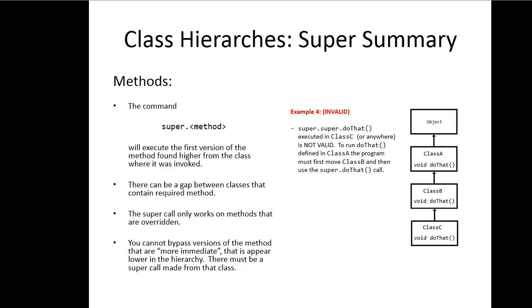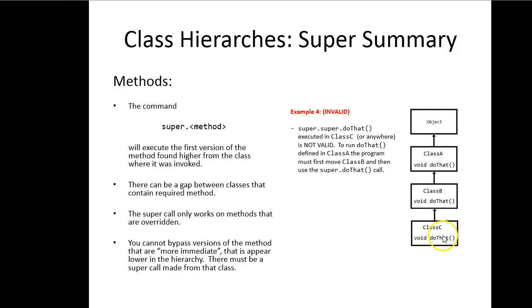And finally, you cannot bypass a version of the method that is more immediate. Let me rephrase. You cannot bypass versions of the method that are more immediate, that is, that appear lower in the hierarchy. There must be a super call made from the class. Students will often try and do this, and if you look at some old AP multiple choice questions, you'll see super.super.something. This is never valid. So if you wrote super.super.doThat executed in class C or anywhere, it's not going to work.